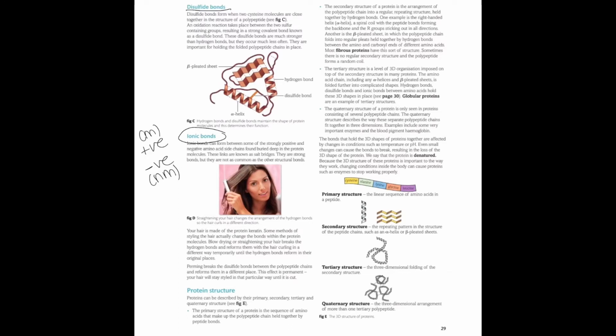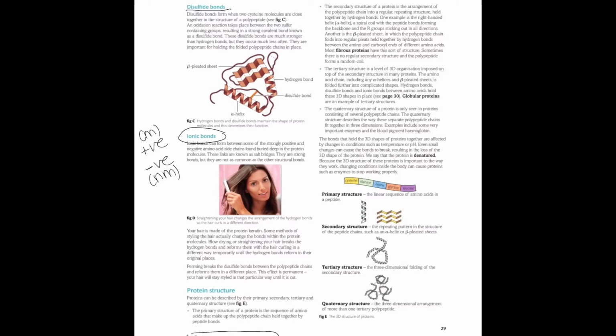Protein structure. Proteins can be described by their primary, secondary, tertiary, and quaternary structure. The primary structure of a protein is the sequence of amino acids that make up the polypeptide chain held together by peptide bonds. So it's just the primary structure. That's it. It's a sequence of amino acids that make up the polypeptide chain, and they're held together by peptide bonds.